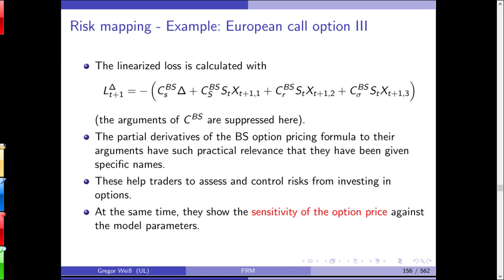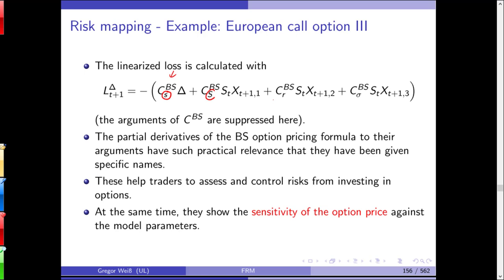Here, it makes more sense to use a linearized loss function. Why? Because otherwise, the pricing formula will include an integral that can only be approximated. So simply use a linear approximation, and I'm suppressing the arguments of the Black-Scholes pricing formula here. You can only see that this is the first derivative with respect to S, capital S, R, and sigma.